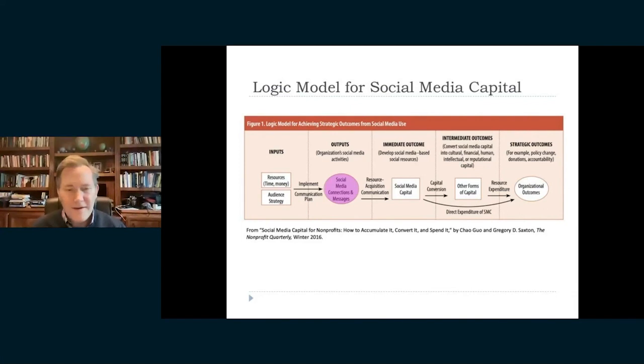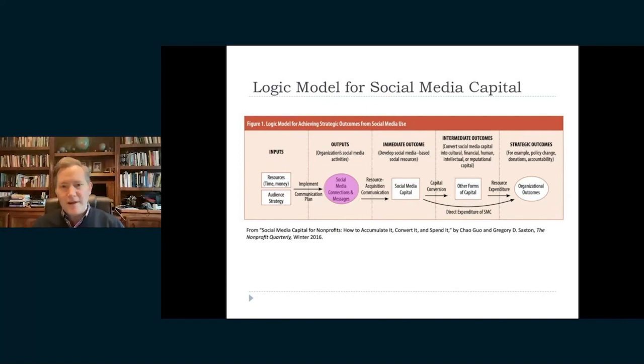Now, another part, the outputs. What are you going to be doing with your life here? So what you're going to be doing is going to be sending messages, and you're going to be building connections. And so there's this social capital, online social media. I've called it their resource acquisition communication. It can only be developed by these two specialized communicative activities. There's connections or connection building activities, and there are messages.